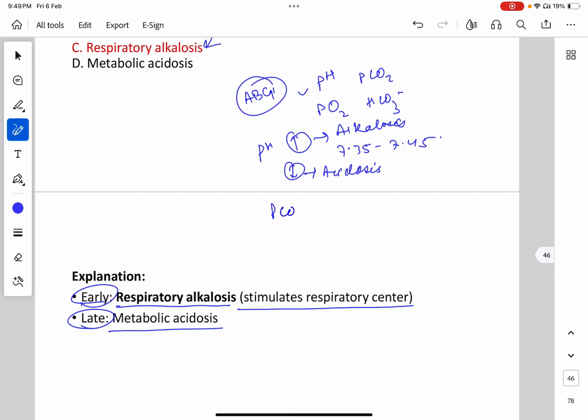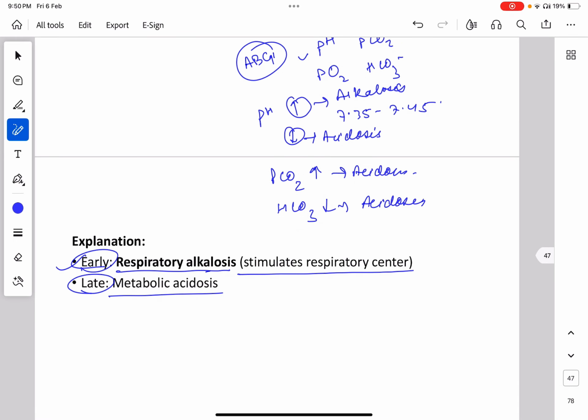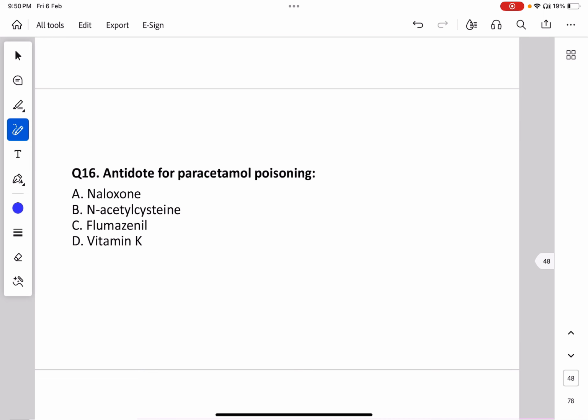If PCO2 is increasing, then it leads to acidosis. If bicarb is decreasing, then it leads to acidosis. Okay, and the reverse case, PCO2 decreasing, alkalosis, bicarb increasing, alkalosis. So we will not go into much detail about this ABG interpretation. If you want, we can take some other lecture for this topic. But for salicylate, you just remember early respiratory alkalosis and for late stage of poisoning, metabolic acidosis.